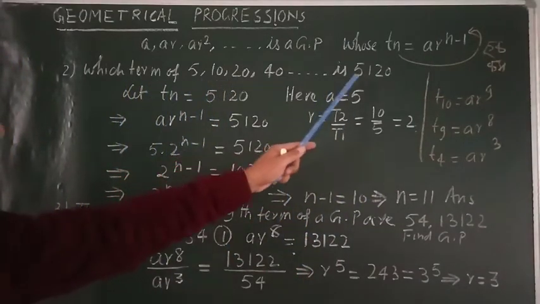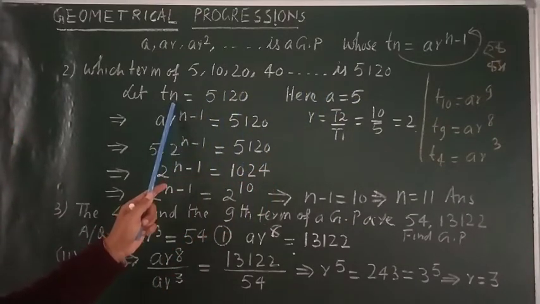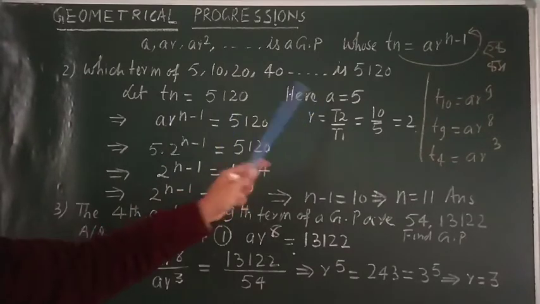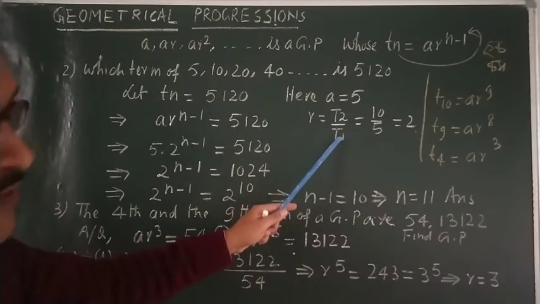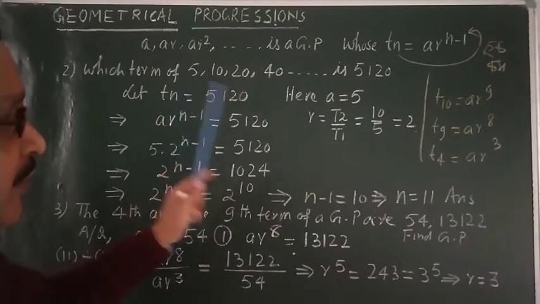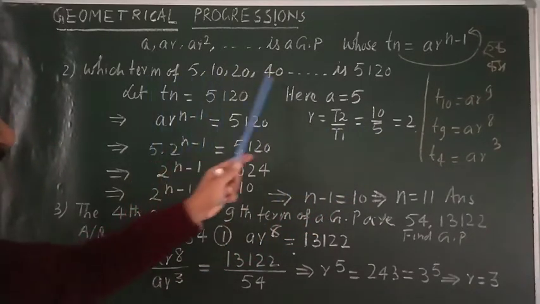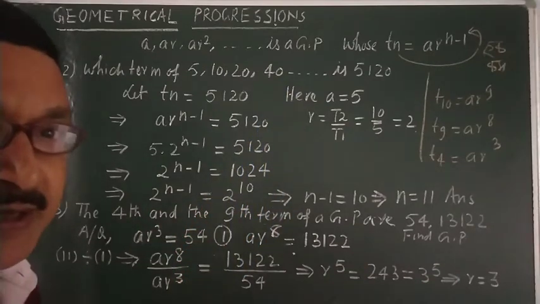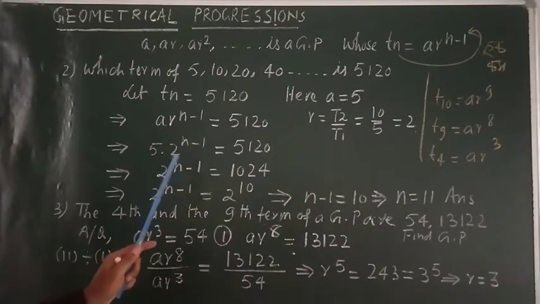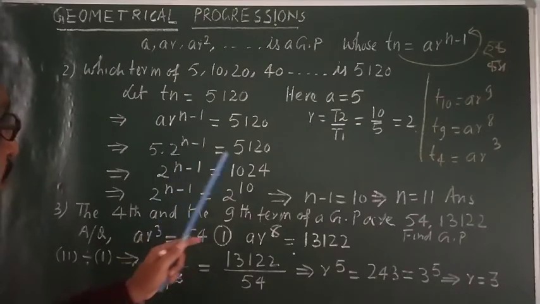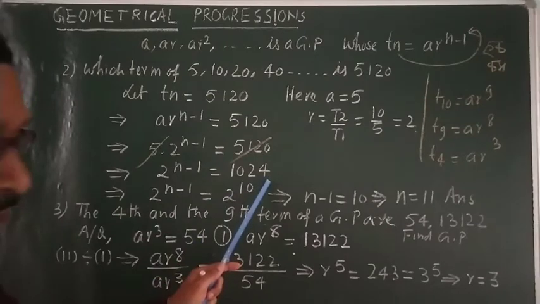Which term of this is 5120? You do not know which term, so let Tn, the nth term, be 5120. Here a is equal to 5, and to find the common ratio, we take T2 by T1, latter by former. So r is 2. Now ar^(n-1) is equal to 5120. The term is not given, so the nth term is the general term. Put a is equal to 5, r is equal to 2: 5 times 2 to the power n minus 1 is 5120. This 5 will cancel, and 1024 came.